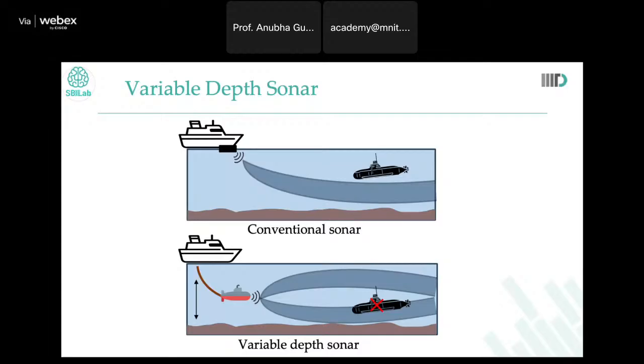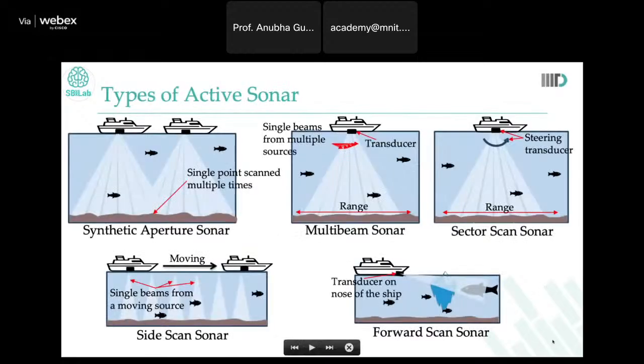So what is the way out? Then you talk about a variable depth sonar. What is a variable depth sonar? This time there is an attachment here with which your sonar system is located, so it will move up and down. And now the range that is being covered is this as well as this, and hence it would be way easier for you to detect the submarine or the enemy's ship.